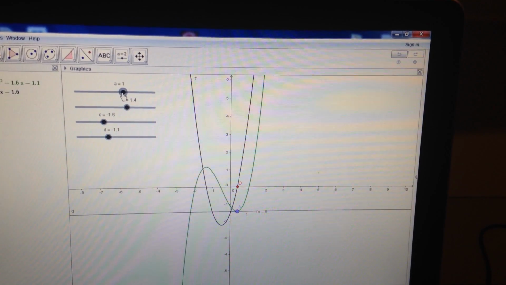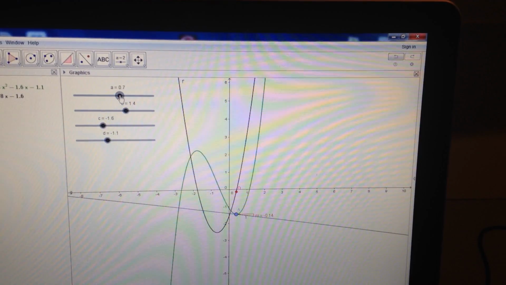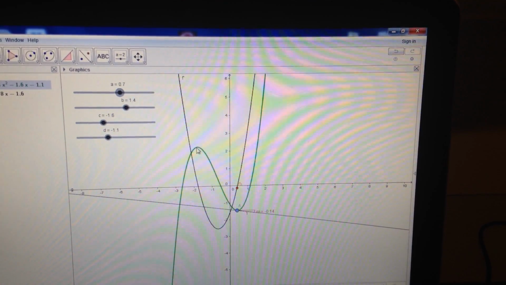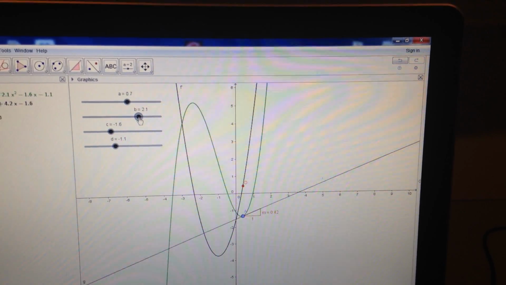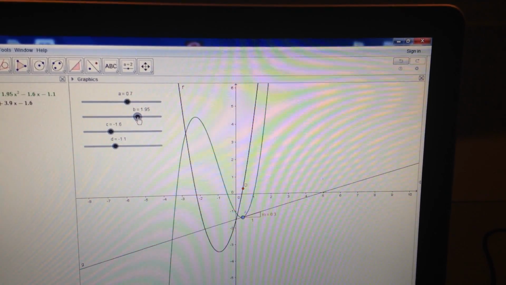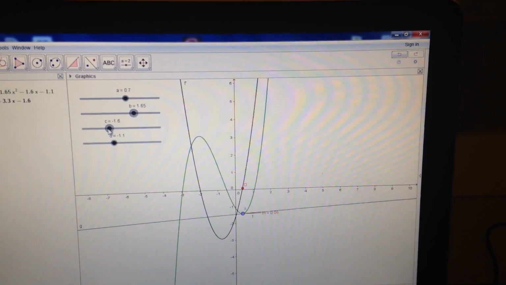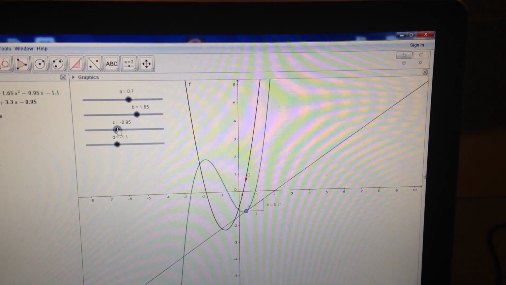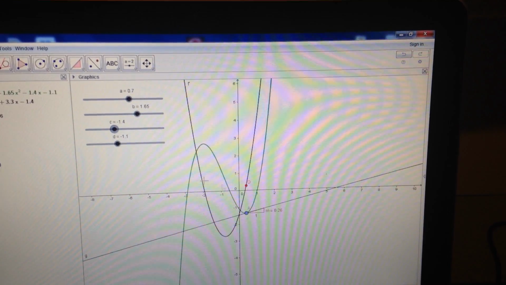When we move our A, you can see it expanding our upper value here. It's going up. When we expand our B, move it, it changes our graph a little bit, but notice our tangent stays the same, our parabola stays the same. Our C value moves our graph a little bit, but again our slope and our D value are the same.